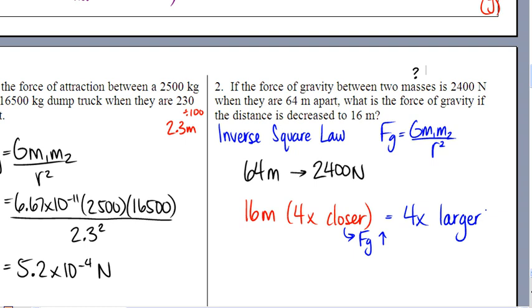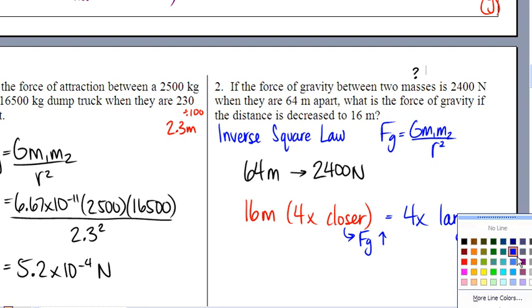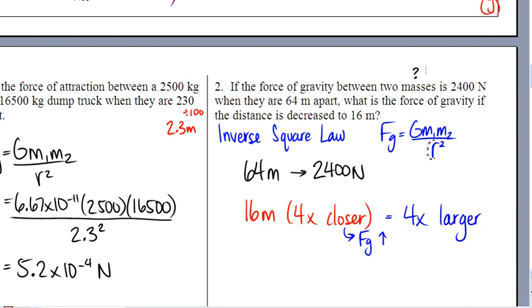And the answer is not quite. Remember that the distance between the two objects is squared. That means if we're 4 times closer, we have to square that factor as well. So in this case, we're actually 4 squared times larger for the force of gravity, which would be 16 times larger.